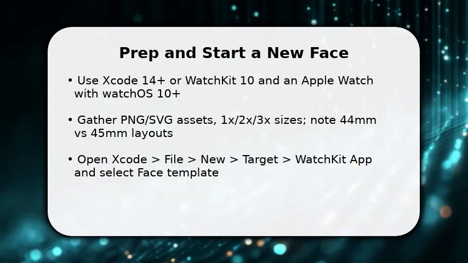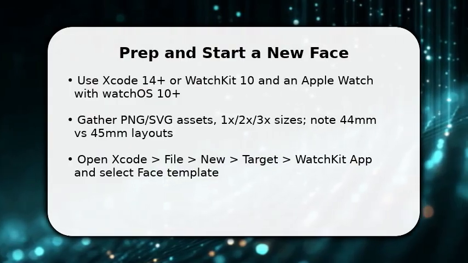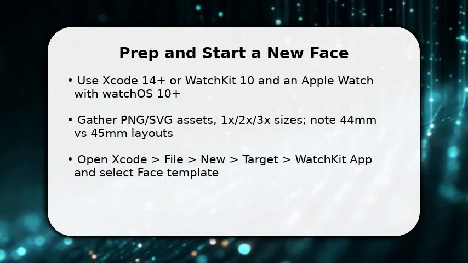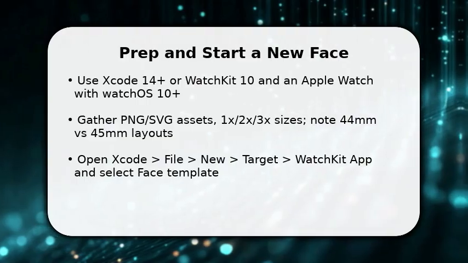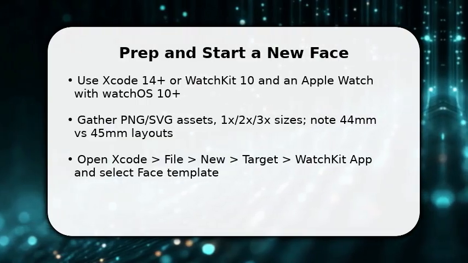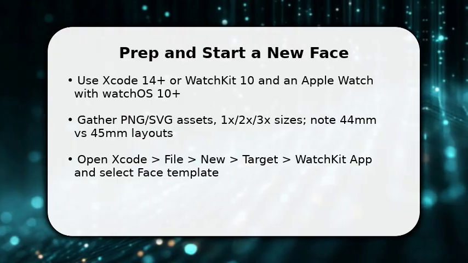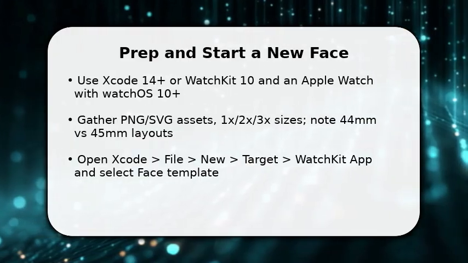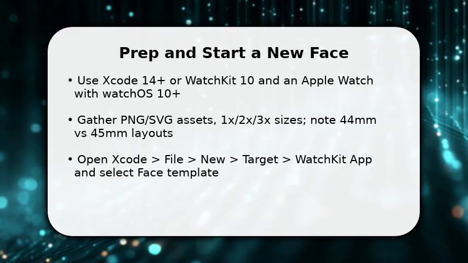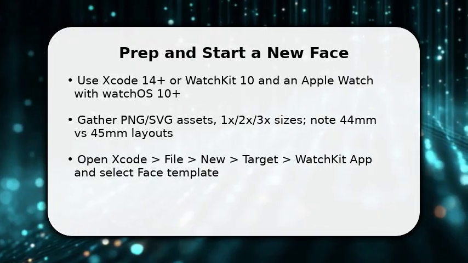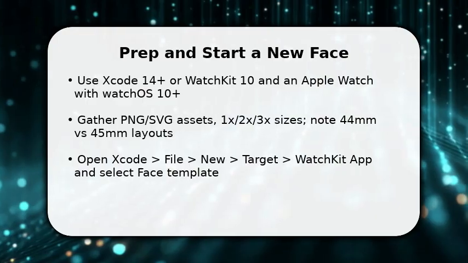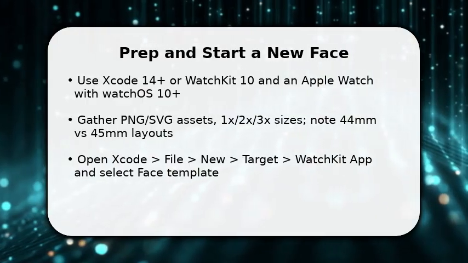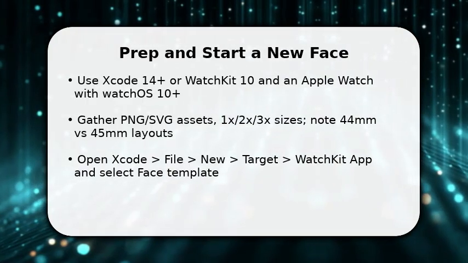You'll begin by confirming tools and assets so nothing blocks creative work. Once that's settled, open Xcode and create a new WatchKit target using the face template. Make sure you import optimized PNG or SVG art at 1x, 2x, 3x and name layers consistently. Then define complications and complication families right away so you can place placeholders.